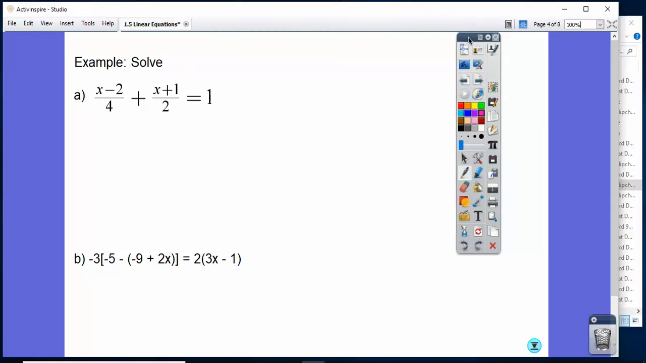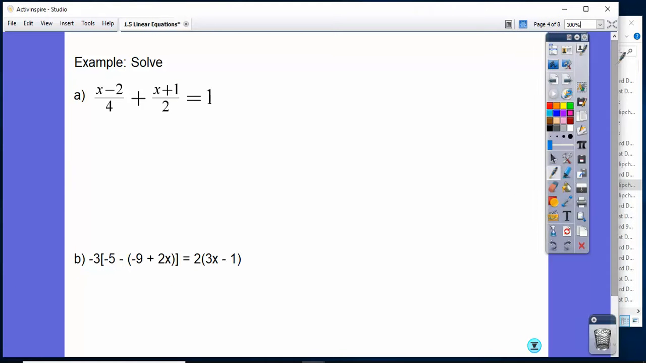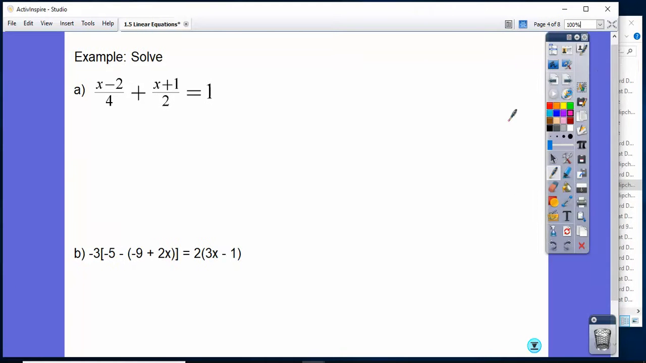If you're not quite done, that's all right. I just want to make sure we're on the right track. The first one, we had people do it both ways. Some of you split it up and some of you multiplied to get rid of it. So I'll work it both ways one more time just to show you.